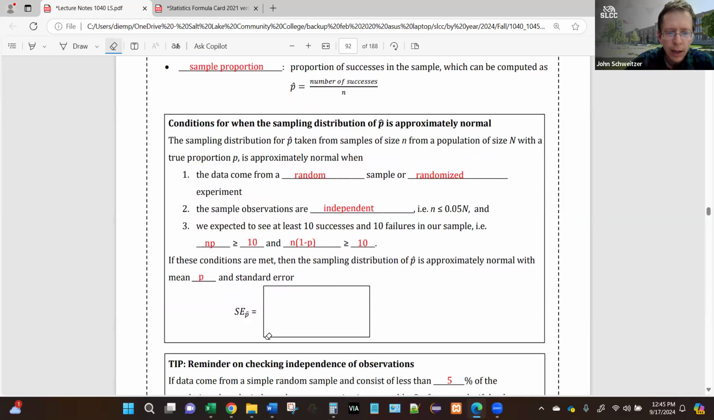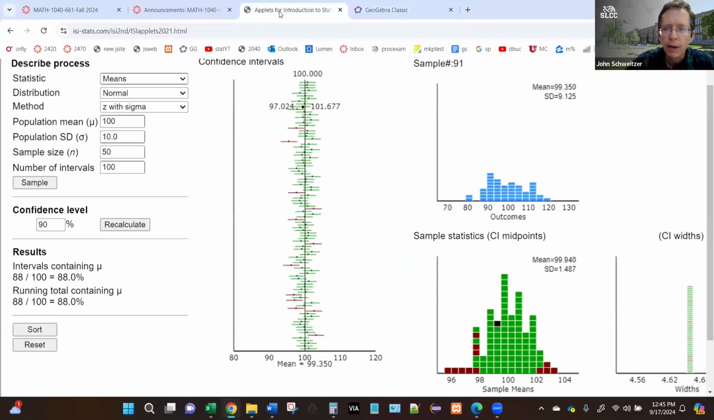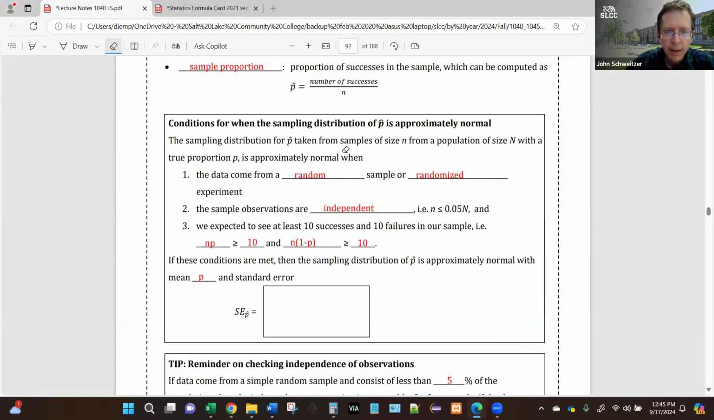So earlier I made the claim that p hat can be normally distributed. Think of our applet where we have the dots, and they created that nice bell-shaped normal distribution. That does happen, and it can be that p hat is normally distributed. It doesn't always happen though. Certain conditions have to be met.